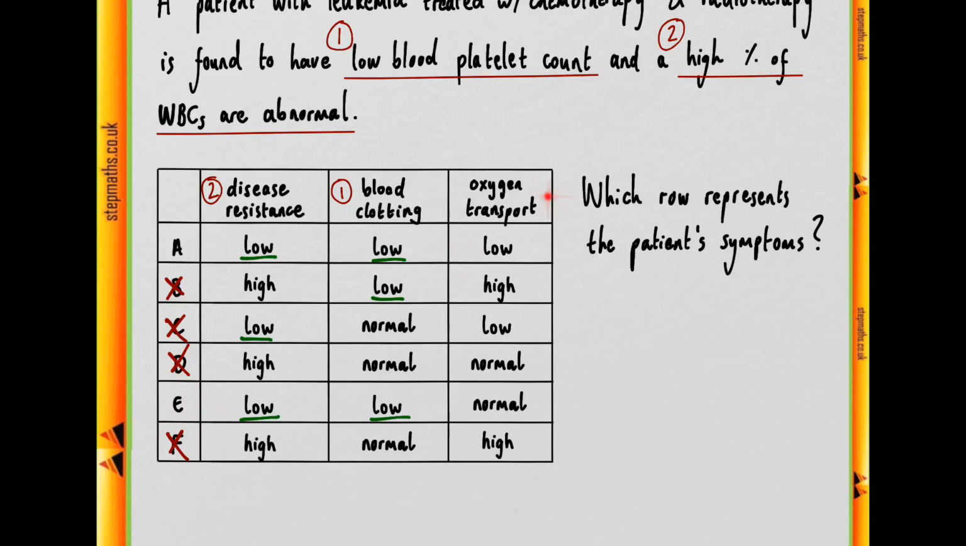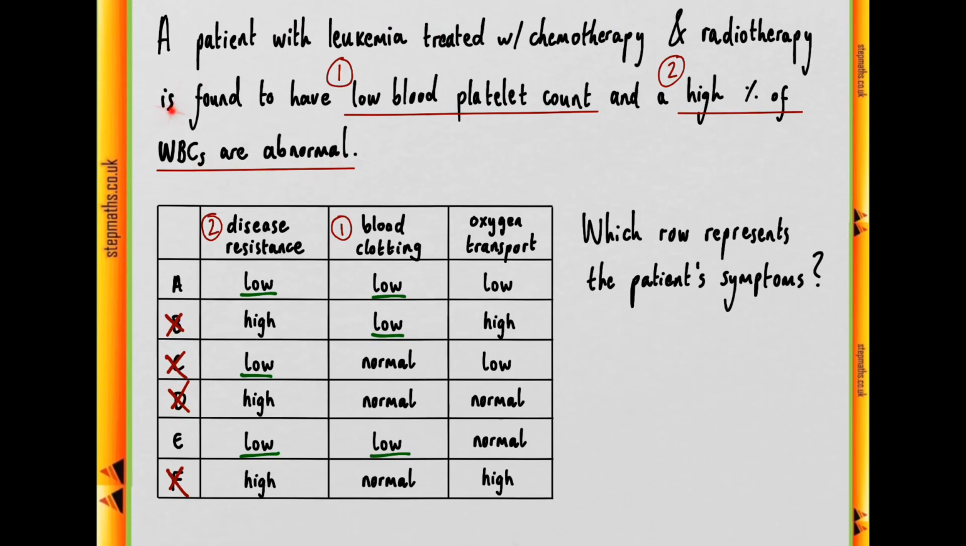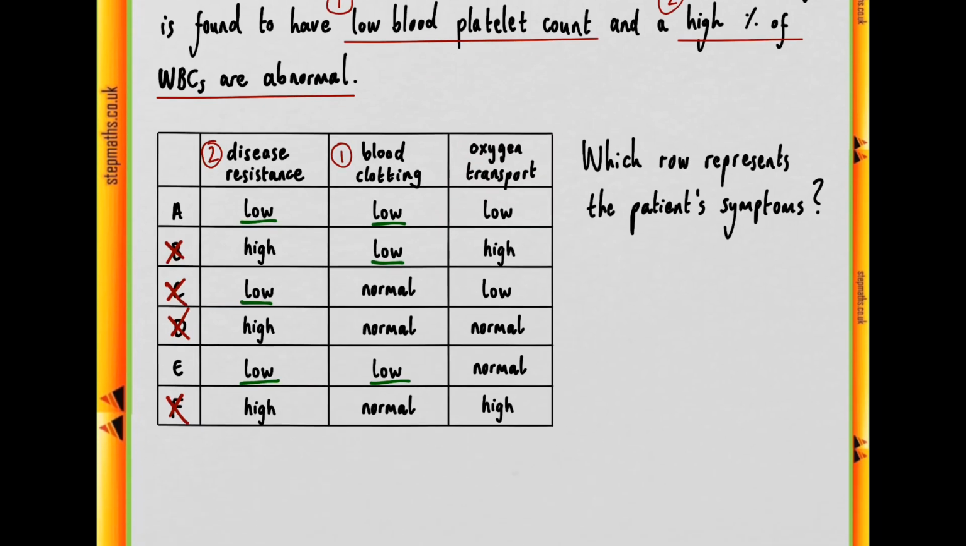Let's think about oxygen transport. Now, oxygen transport hasn't got anything to do with platelets, and it hasn't got much to do with white blood cells, since it refers to red blood cells, since oxygen transport is mediated by red blood cells. So we would expect it to be normal. So the only two rows which refer to this are D and E, and therefore our answer must be option E and not option A, and so that's our answer to the question, option E.